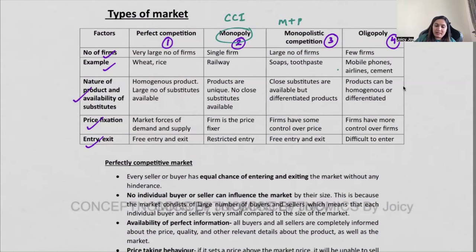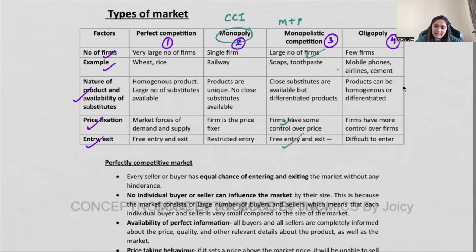Okay. Here there are a large number of firms. You can just think of the example. You get the features by yourself. There are a large number of firms, but products are highly differentiated. And the firms have some control over the price. Why? Because of their unique feature. Because I'm giving you a different product, I have some control over the price. And there is free entry and exit.